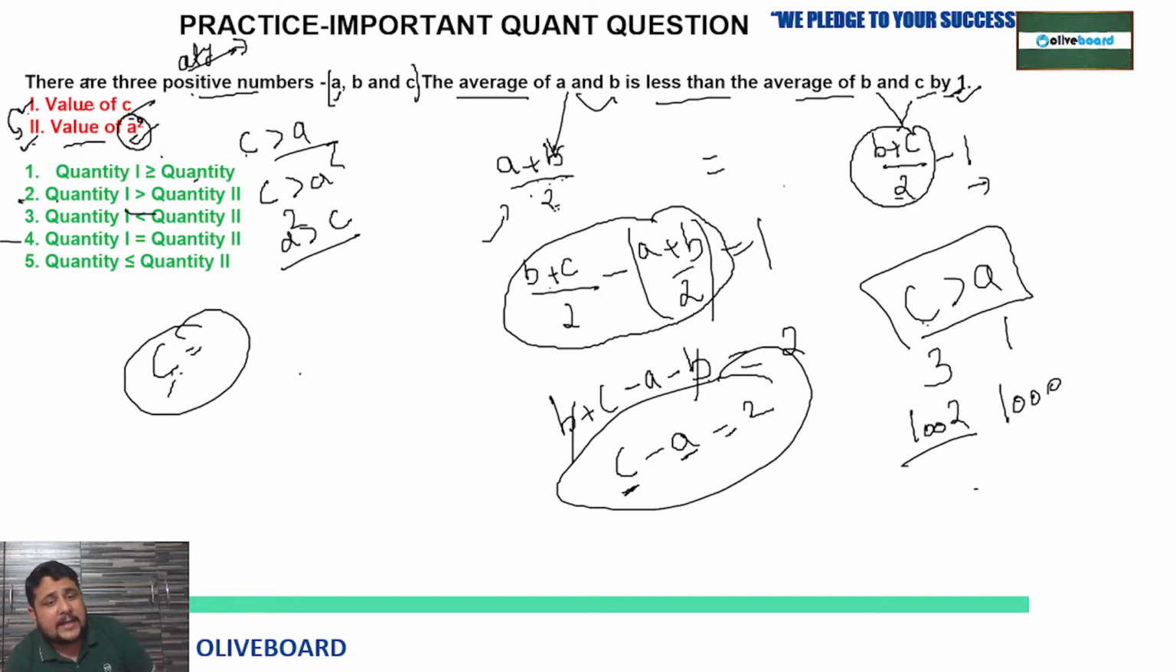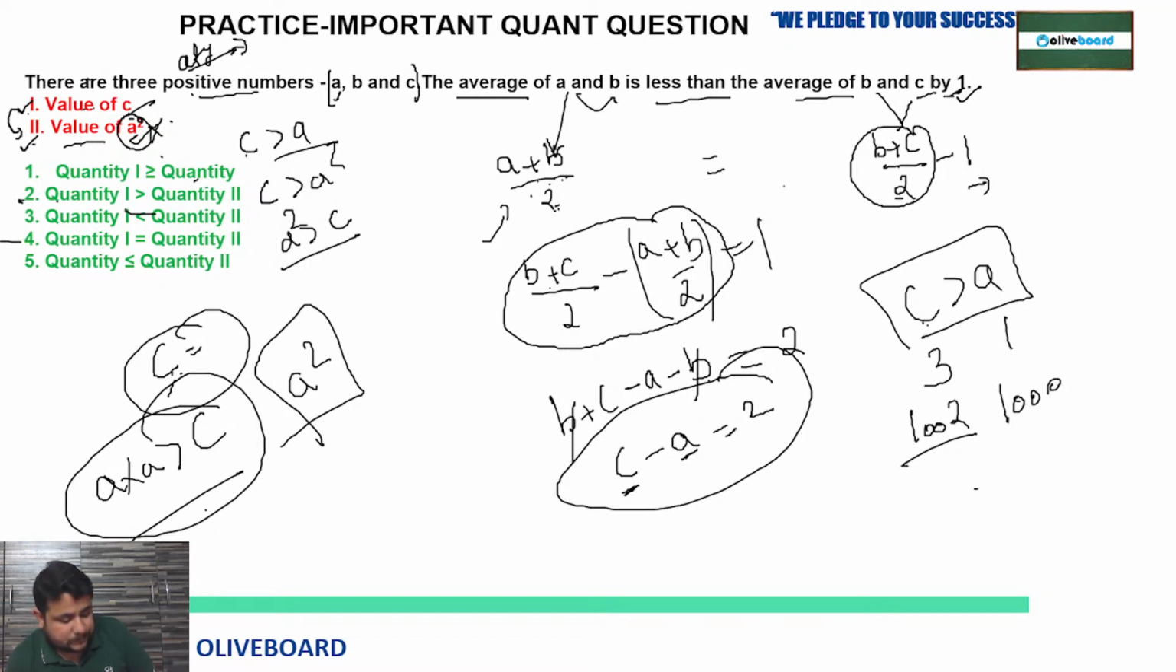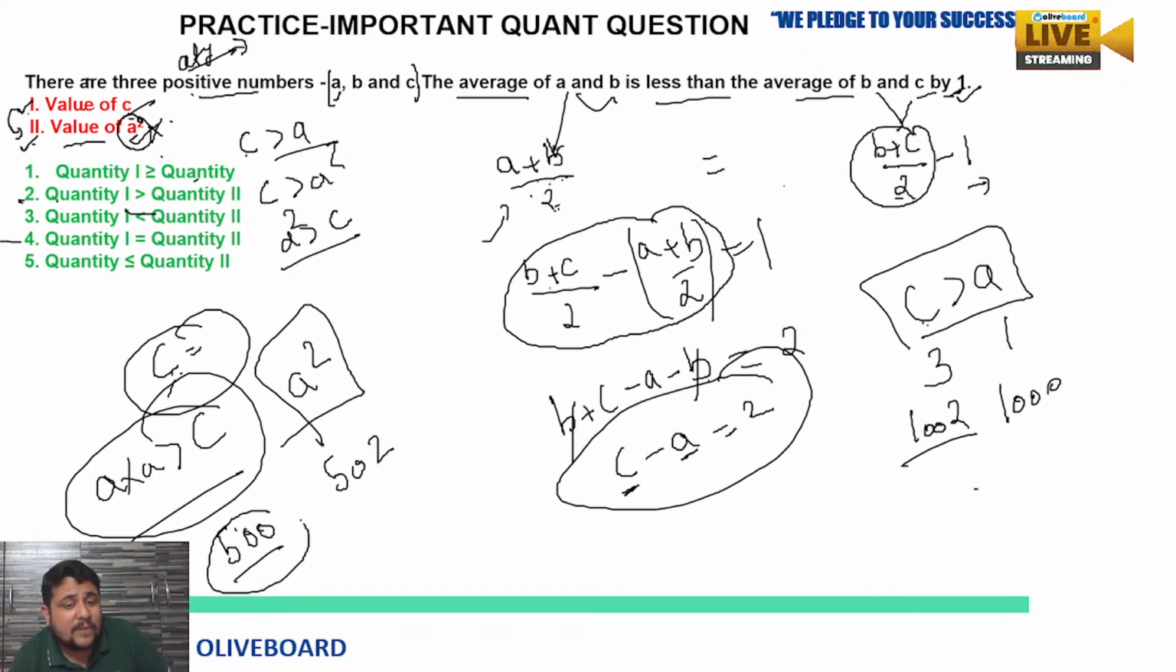We are just multiplying a twice. So definitely a multiplied by a is going to be greater than c. And just taking one example, suppose a is 500, bigger value I am taking. So c is going to be 502. But the square of 500, 500 multiplied by 500, is too huge. Right? It will be greater than c's value or not? Yes. So that's why. I hope you understood it now clearly.